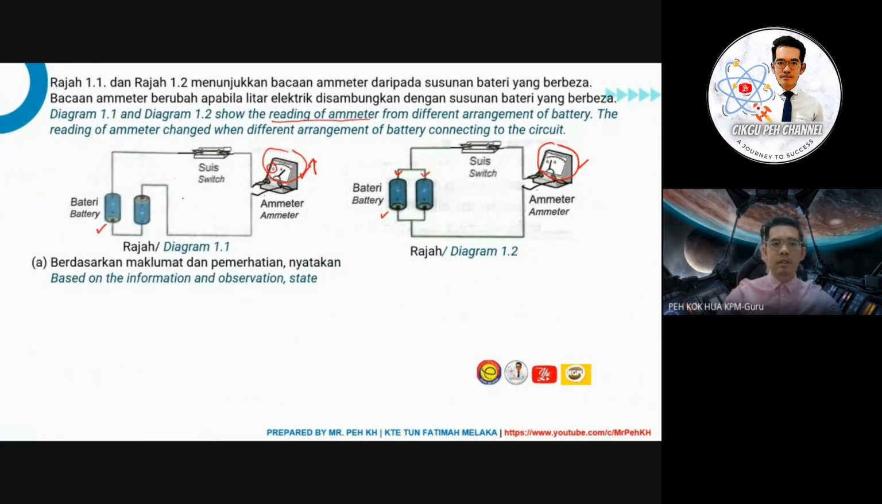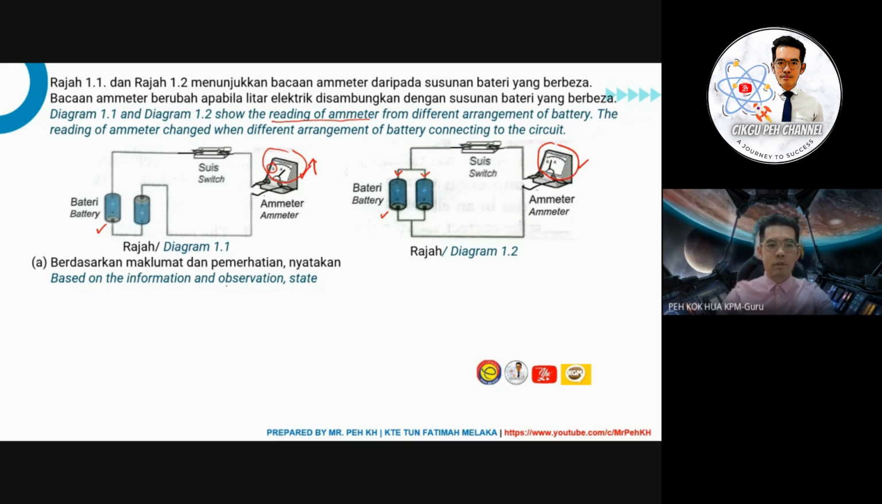So from here, it is very clear that the arrangement of the dry cell or battery in series will provide a greater current, which we are able to measure with the ammeter. And this is a logical observation that meets the theory we already learned in your textbook. Okay, so let us go through the first question here.